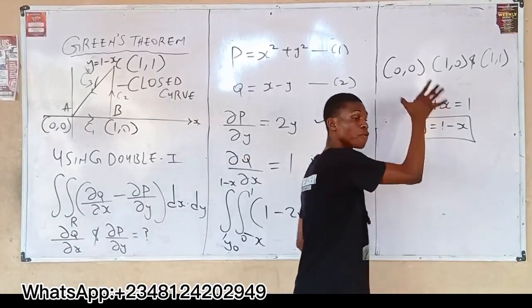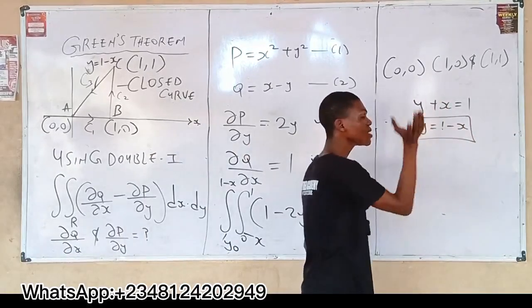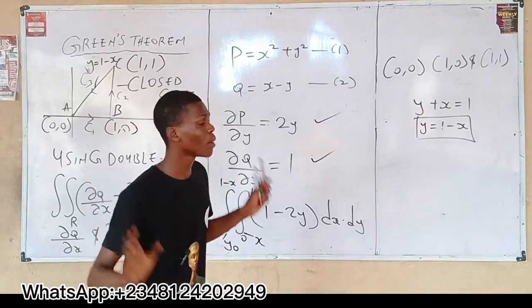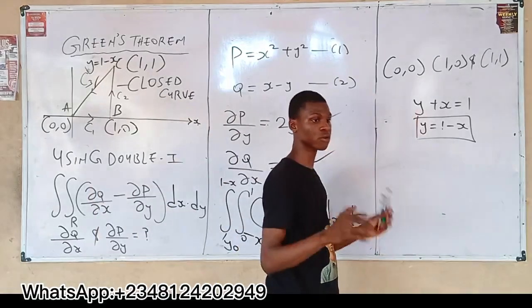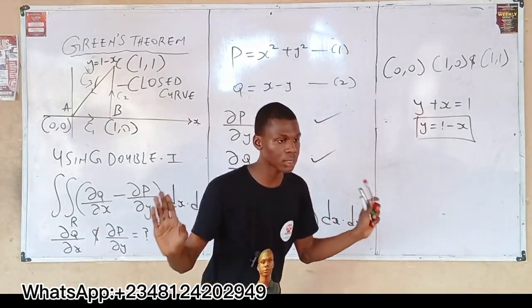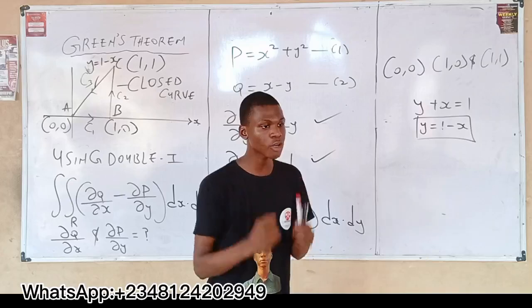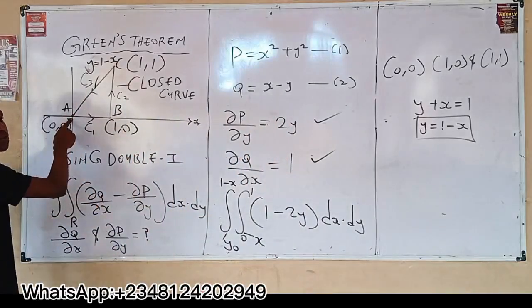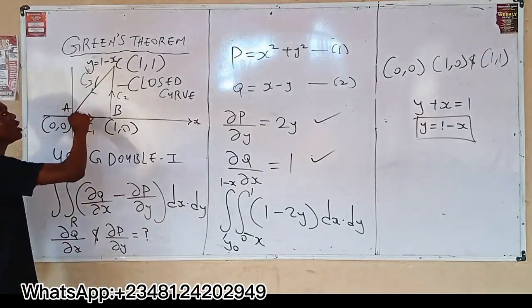You'll be given your function. You won't be told, meaning they expected us to know it. Meaning from that given function, make y the subject of the formula. And by the time you make y the subject of the formula, what you get is your upper limit. How do you get the lower limit? It is where you are starting from. For the y, it is where it is starting from. So the upper limit will be this.